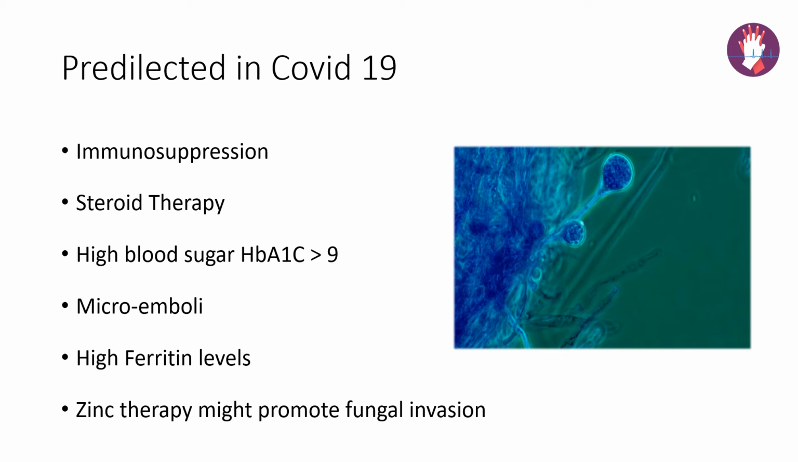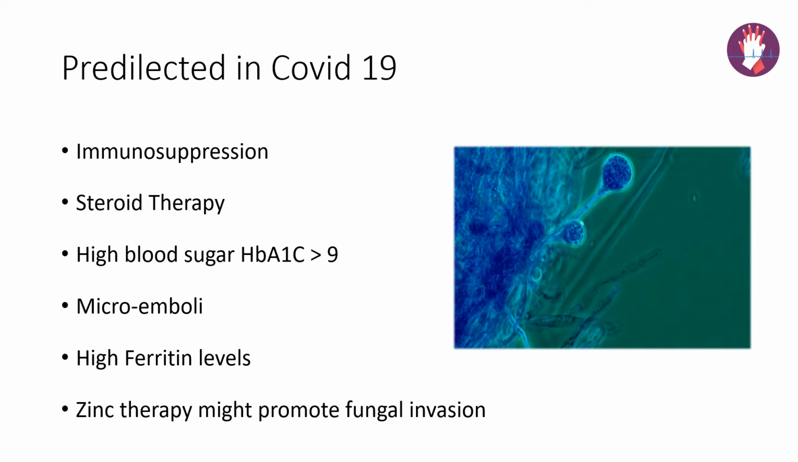It is predilected in COVID-19 because of immunosuppression, because of COVID itself, rampant use of steroid therapy in the first week of COVID, which is generally not indicated. The higher blood sugar in COVID patients, whether they have got diabetes or even otherwise, we found that the blood sugar is running high in most COVID patients who have got moderate or severe spectrum of the disease. So an HbA1c of above 9 is a predictor for higher incidence of mucormycosis. Microemboli, as we discussed in the last slide.